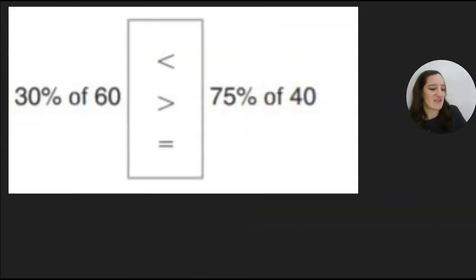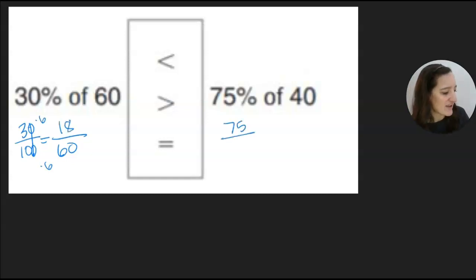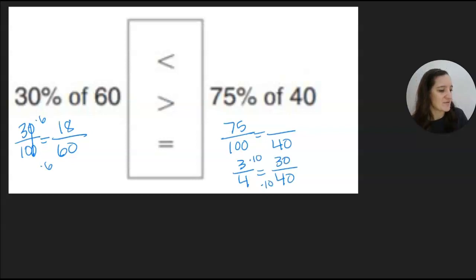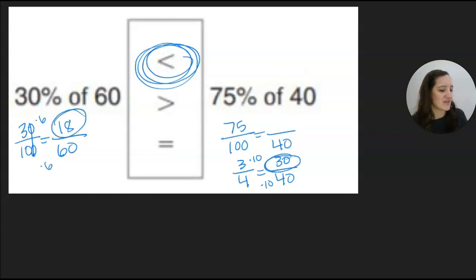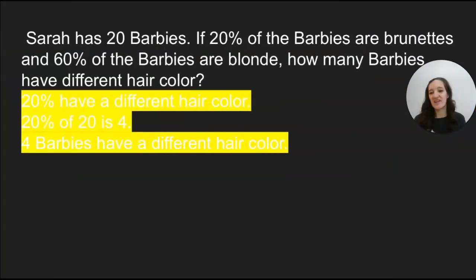30% of 60 is 18. 75% of 40 is 30. So this one is definitely bigger. 30 is more than 18. Oh, and those are the answers.